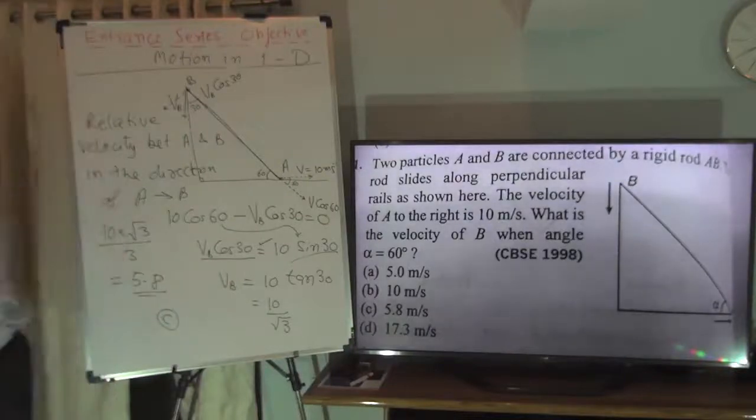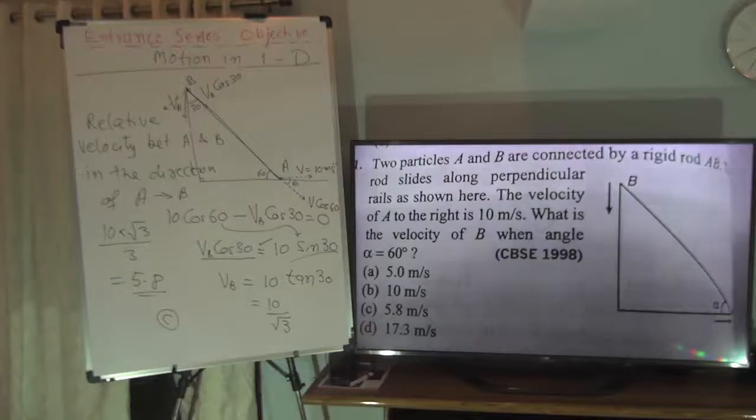So with this we get our solution that VB is equal to 5.8. This is how we can do it. Okay, now let's go for the next question.